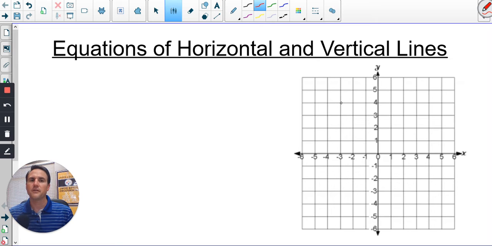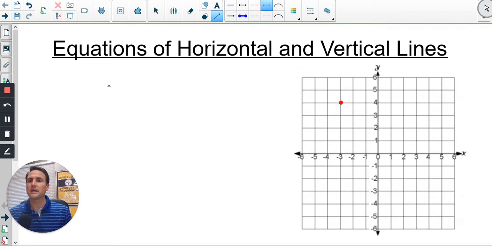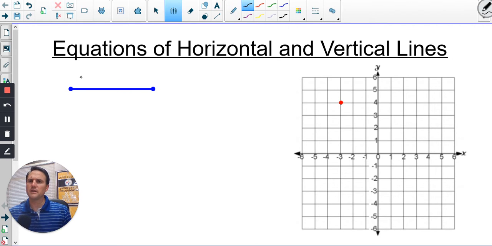Okay, now we're going to find the equations for horizontal and vertical lines that maybe pass through a point. So let's think about this for a moment. A horizontal line, let's get my line tool out here. We all know what that kind of looks like, right? This is horizontal. And so if we're talking about writing its equation, the rise is 0.